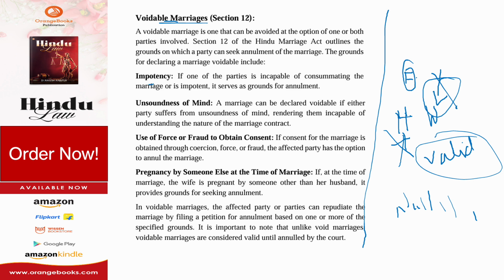If one of the parties cannot consummate the marriage, in those cases the aggrieved party can go for nullity of the marriage, making the marriage invalid. If the aggrieved party stays silent, then the marriage is valid.